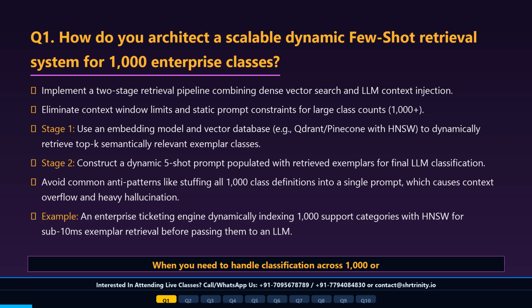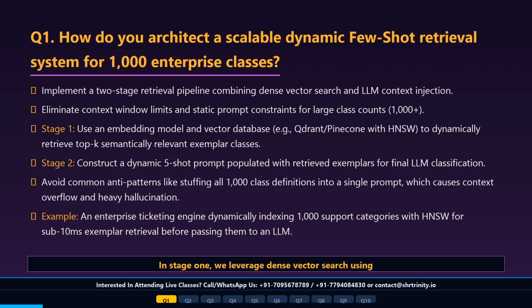When you need to handle classification across 1,000 or more enterprise categories, stuffing all those class descriptions into a single static prompt simply isn't feasible. You'll run into severe context window limits, astronomical token costs, and high rates of model hallucination. To solve this at scale, we architect a dynamic, two-stage retrieval pipeline.